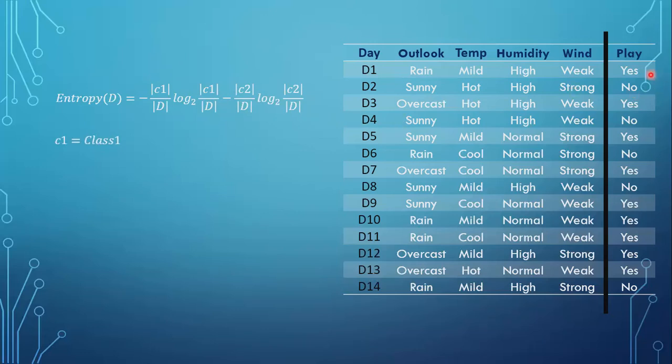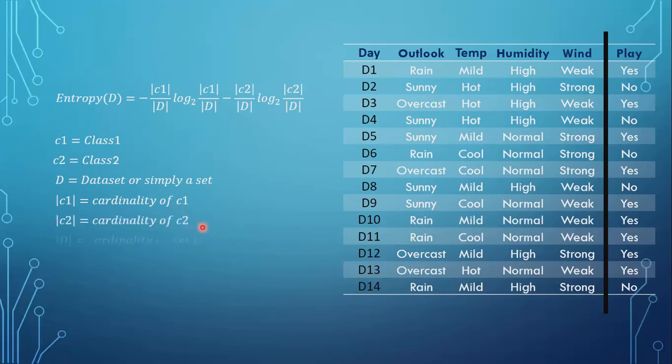That means class 1 will refer to yes. There are two classes, yes and no. So class 1 will be the yes class and class 2 will be the no class. C2 will refer to class 2, that's the no class. D will refer to the data set, the whole data set. Mod of C1 will represent the cardinality of C1, that means the number of examples in class C1. Similarly, the cardinality of C2 will refer to the number of examples in C2. The cardinality of D will refer to the number of examples in D, that is the total number of examples. For example, here it's 14.